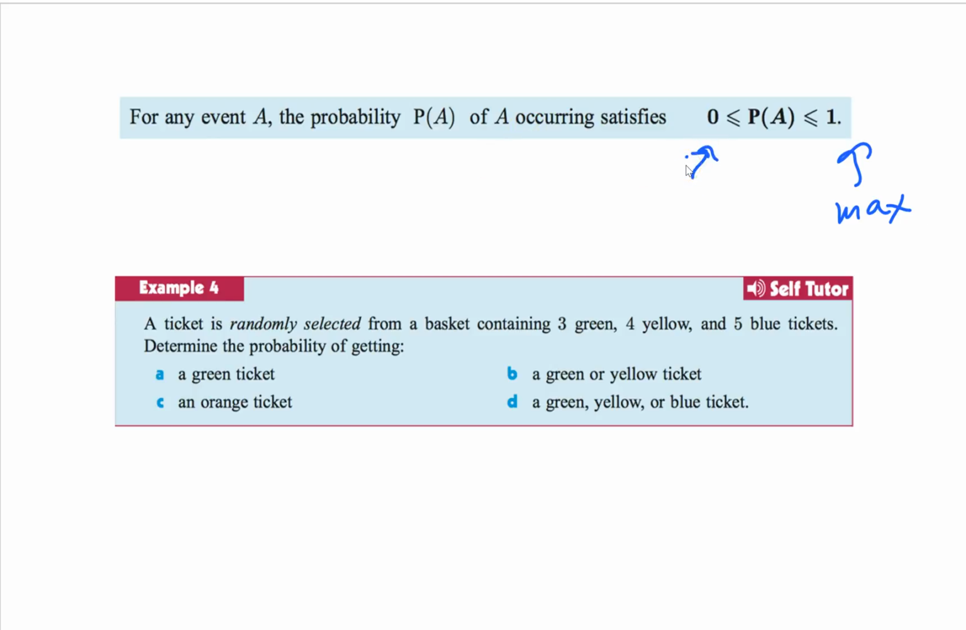If there's a 0% chance of something happening, then there's no chance of it happening. It's not going to happen. It can't get any lower than that. So that's the min. This means no chance. This is guaranteed.